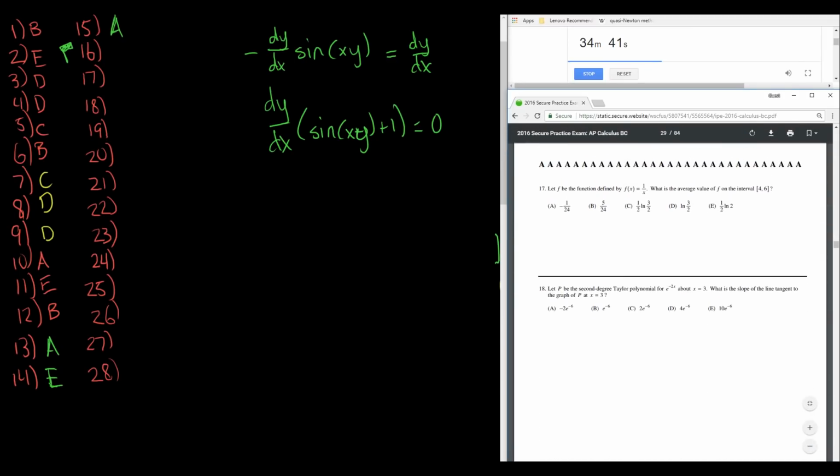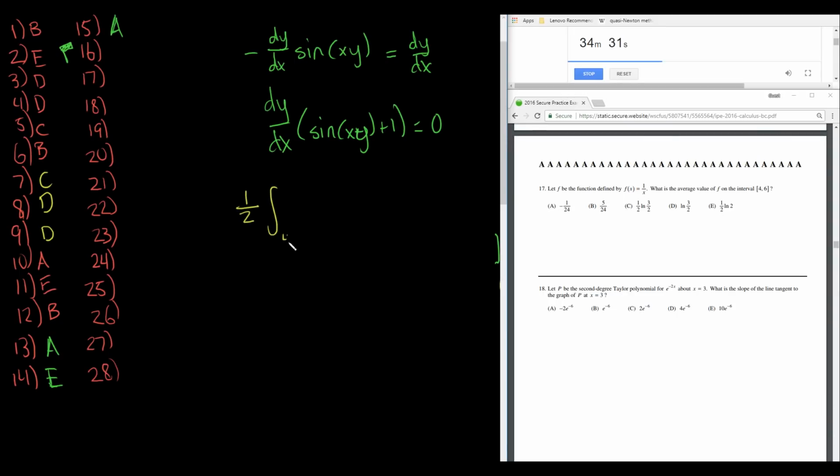And let's switch colors again for fun. Let f be the continuous function defined by that. What is the average value? Okay, so average value, so we have a length of 2. Average value is going to be from 4 to 6. The integral of all the values of 1 divided by x dx, divided by 2, obviously, because we have a length of 2. So this is going to be 1/2 times the natural log of the absolute value of x from 4 to 6.